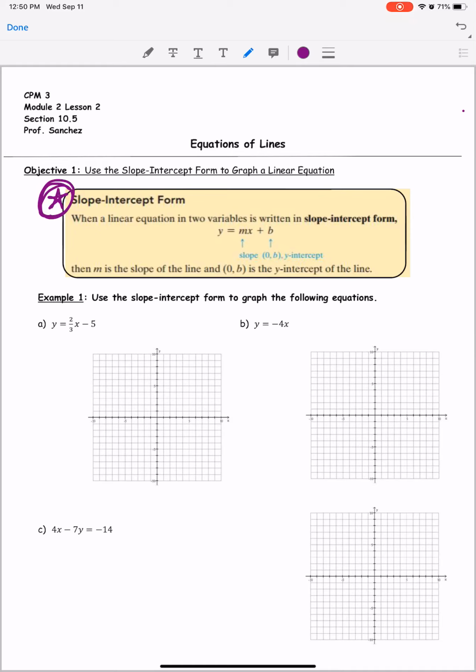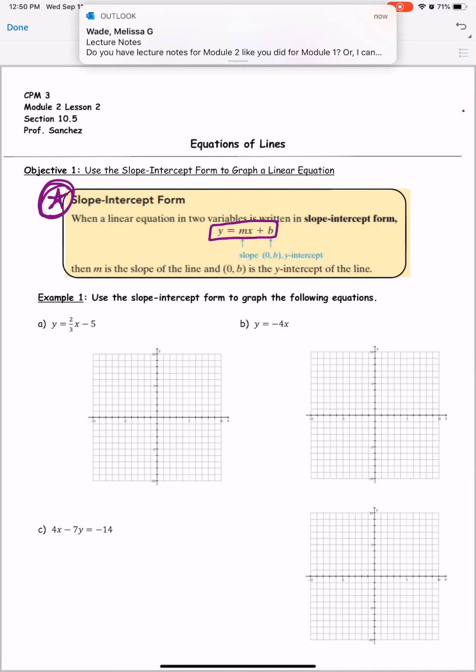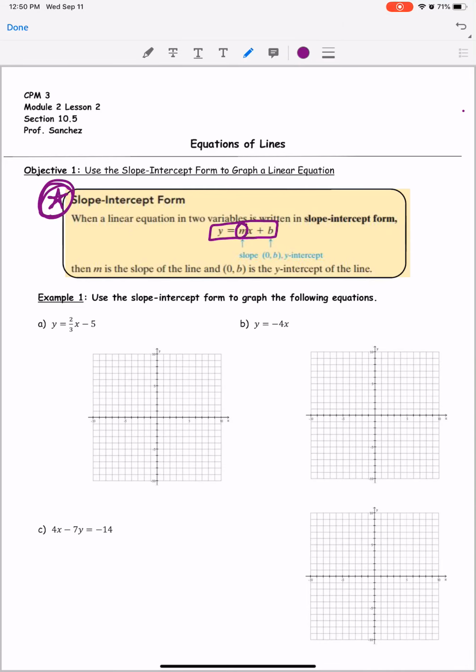Now, we've kind of seen this a little bit. Your slope-intercept form is this y equals mx plus b form. And last lesson, we focused more on that slope portion. Now we're using all of this together, and we're going to use this to graph. So we know that the m means slope. The second portion of it is this constant that we didn't really use very much last time.